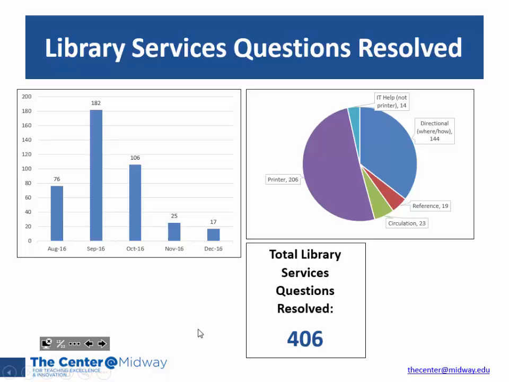Now, library service questions resolved. The center also houses our library. So we have library data that we pulled, and some of it is quite interesting. Naturally, the printer is the biggest culprit. That's what we fix the most in the library, the printer. Just individual IT help, where are things located, is a big chunk. So that tells me that your students are coming over there, but they don't know where things are. But at least they're coming over there. Reference and circulation are pretty low there.